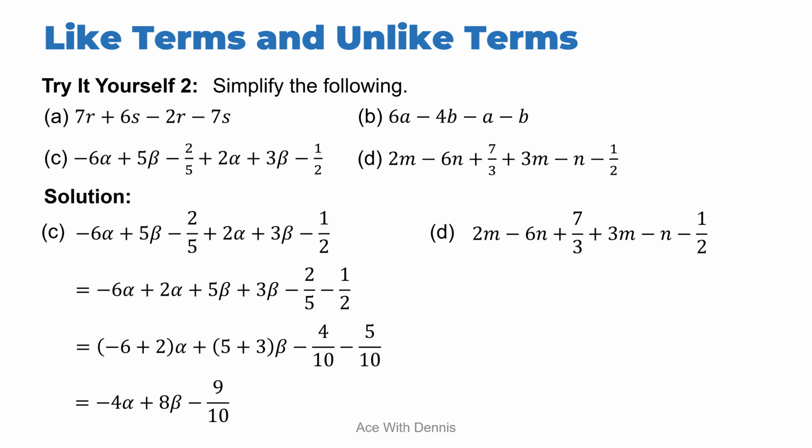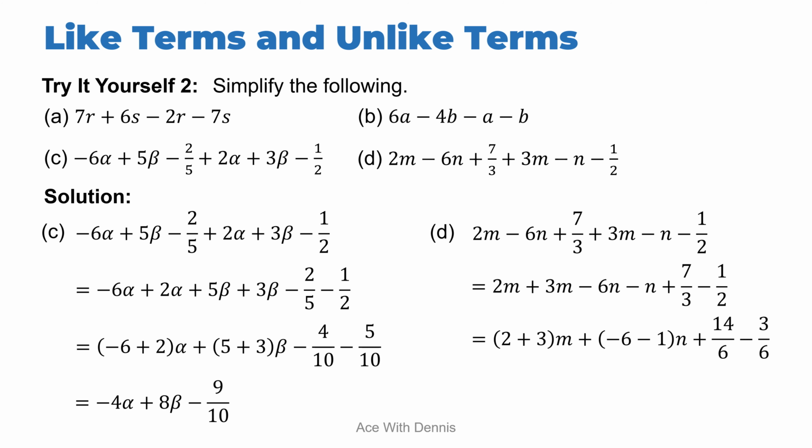For D, 2m minus 6n plus 7 over 3 plus 3m minus n minus half. And again, we have three pairs of like terms here. So we rearrange the expression. We get 2m plus 3m minus 6n minus n plus 7 over 3 minus half. Then we group the coefficients together.